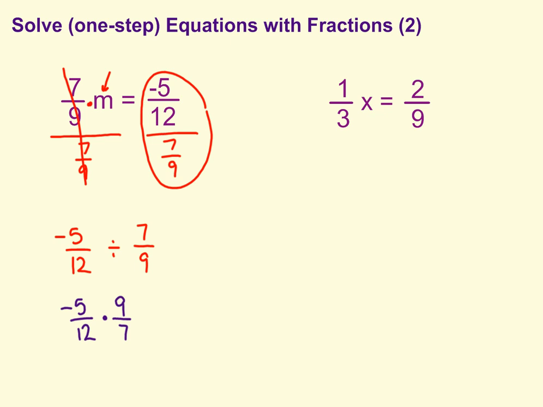Now it's just a multiplication problem, so we'll look for maybe some cross-reducing we can do, which I do see. The 9 and the 12 can both be divided by 3. 9 divided by 3 is 3. 12 divided by 3 is 4. And that looks like the only reducing I can find. I'm going to go ahead and multiply the numbers we have left. Negative 5 times 3 is negative 15, and 4 times 7 is 28. So our variable m equals negative 15 over 28.